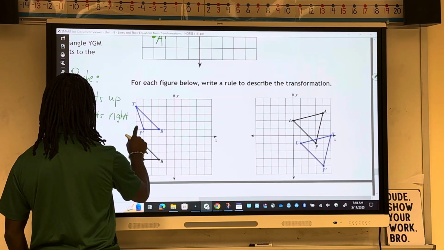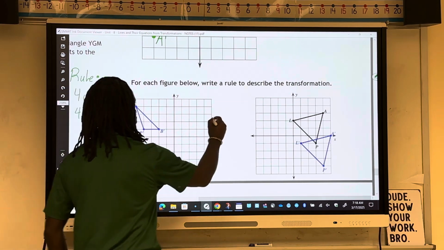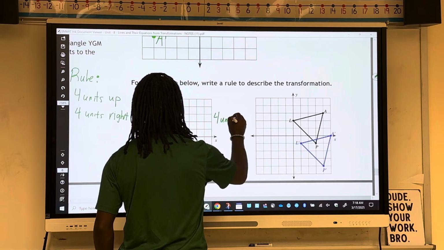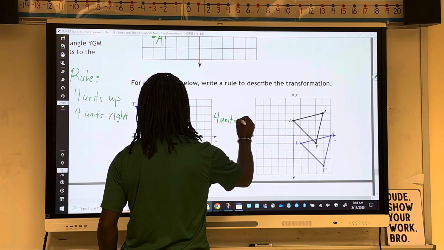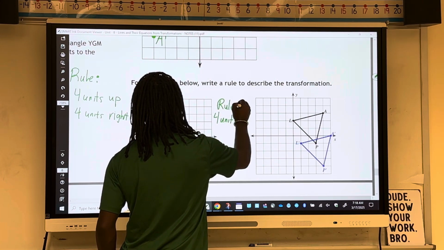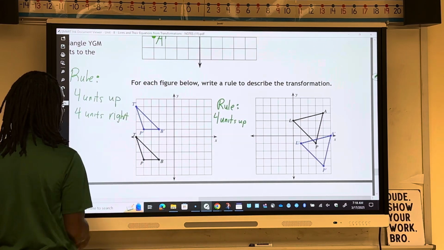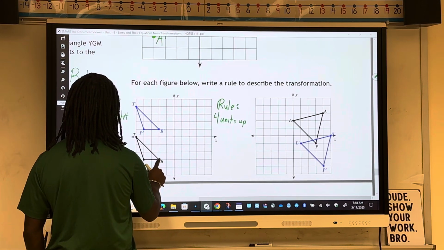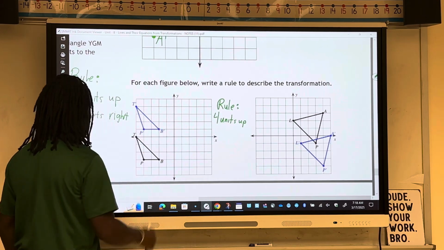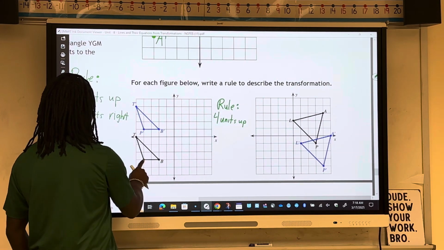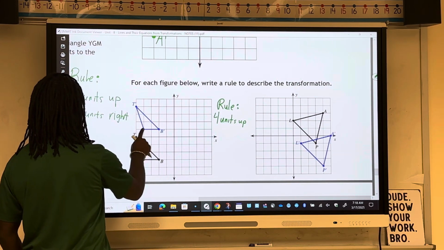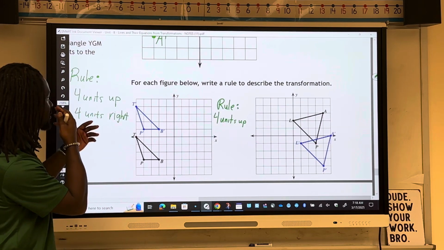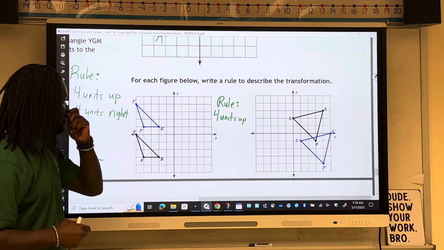So I go up, 1, 2, 3, 4. So it's just 4 units up. That is the rule. I can check that and make sure that's true for all of them. Start at B, 1, 2, 3, 4, gets me to the next one. From B go to the P, 1, 2, 3, 4. All right, so the rule is that this first one went 4 units up.